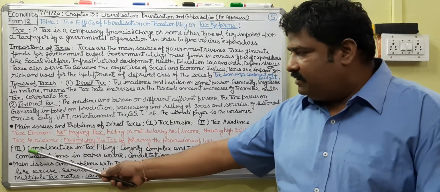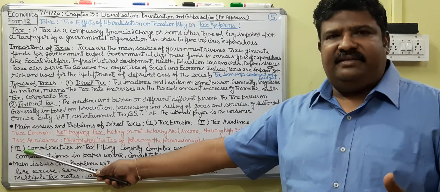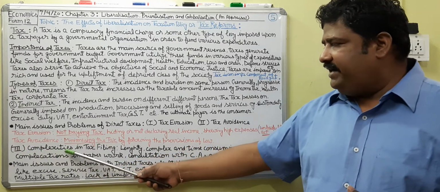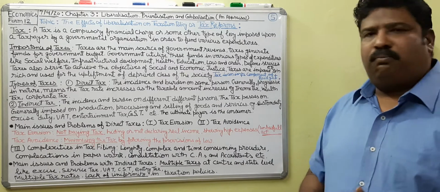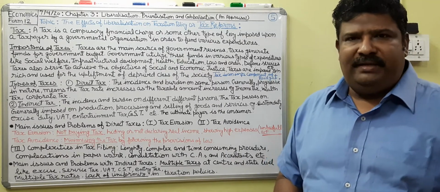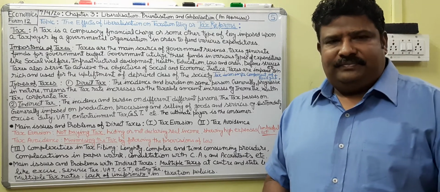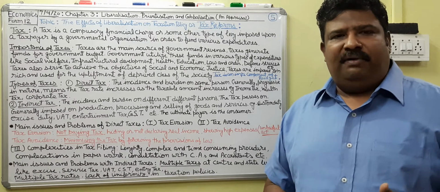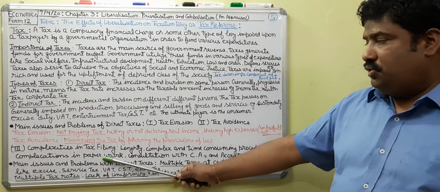And the other, third issue or third problem that existed at that time, that is the complexities in tax filing. It is a very lengthy, difficult and complex process. At that time it was very much time consuming. The people had to take the help of the CAs and accountants, and a lot of paperwork was also there.